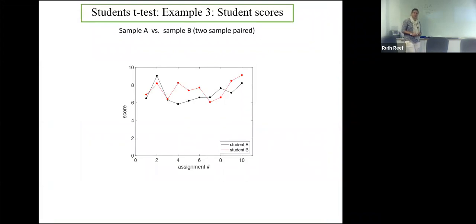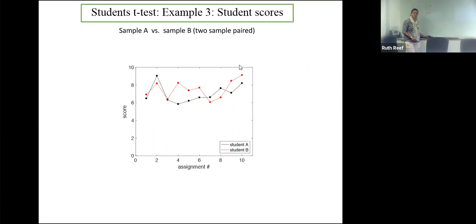So we have student scores. A student has submitted 10 assignments, not usually. And there's student A and student B. One of the students did well in some assignments, and one of the students did well in another assignment. This time, we don't have just a random population of assignments, but they're actually what we call paired. So for assignment 1, we have one value from student A, one value from student B. For assignment 2, we have one value from student A, one from student B.